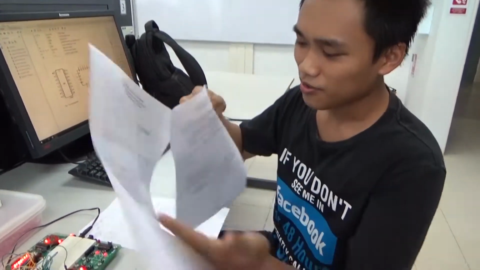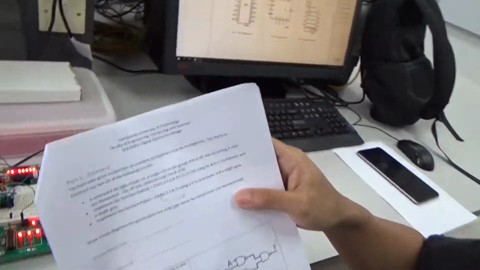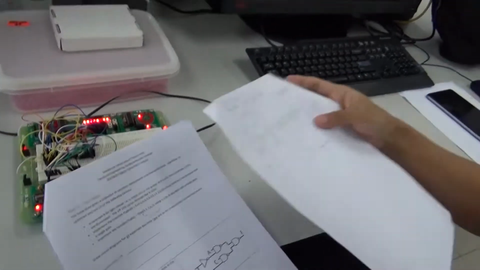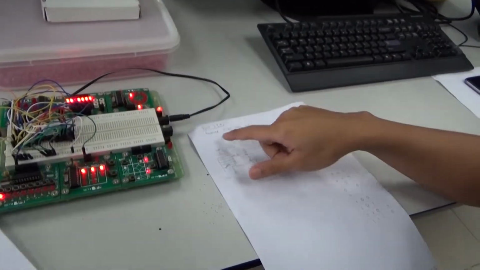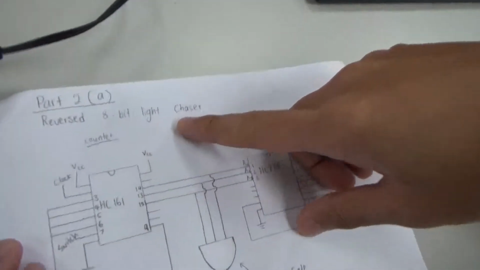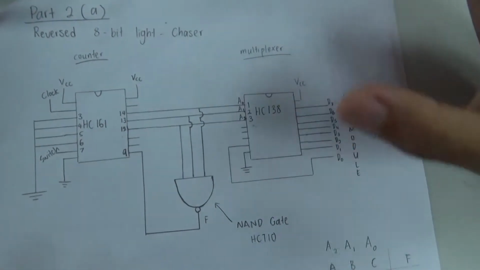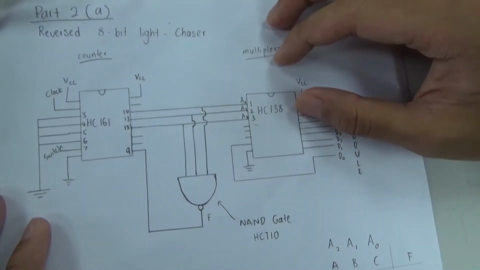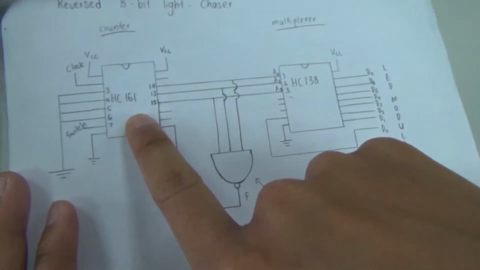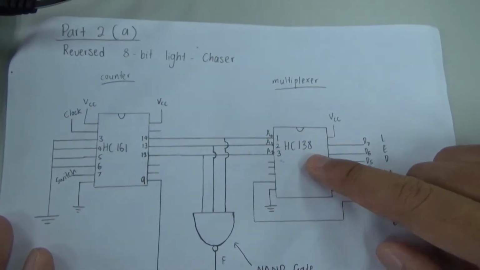Hello, good morning. My name is Yasin, and this is for Lab 3, Part 2A. So Part 2A is about constructing a reverse 8-bit light chaser. So this is the schematic, the logic that is shown here. So we have a counter here, HC161, and a multiplexer, HC138.